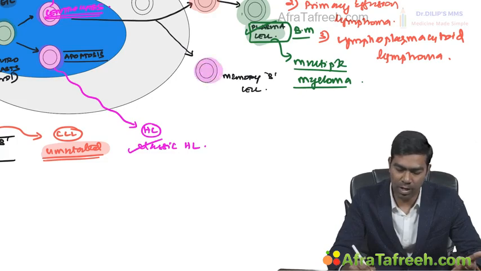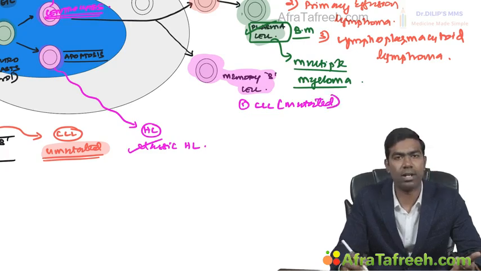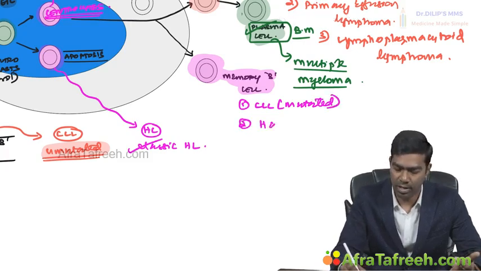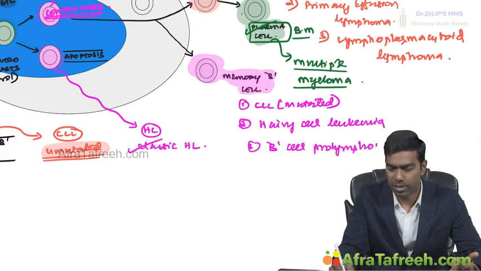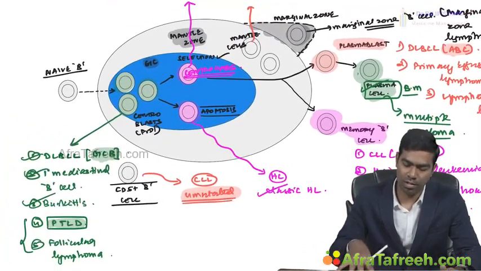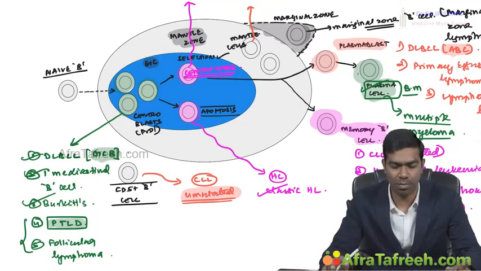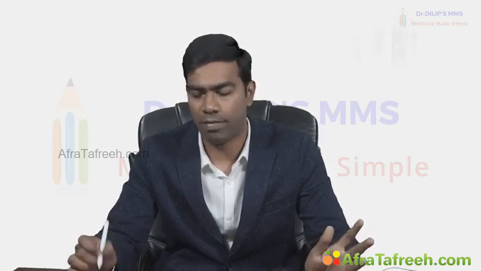And finally, what are the lymphomas that can originate from these memory B cells? These memory B cells can give rise to CLL, mutated type. So mutated type of CLL can originate from this memory B cell. And another neoplasm called hairy cell leukemia. And third one, you have B cell prolymphocytic leukemia. All these are going to originate from this particular memory B cell only. So these are the cells of origin of different B cell neoplasms. T cell neoplasms, we don't have a particular cell of origin, but it's very important to understand.